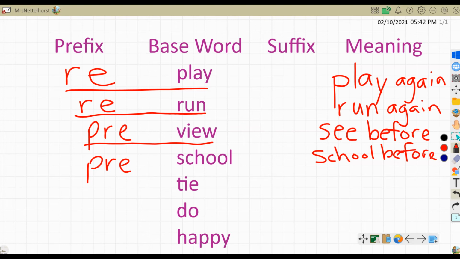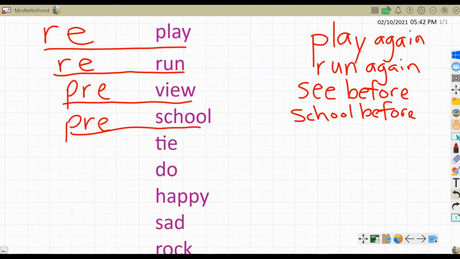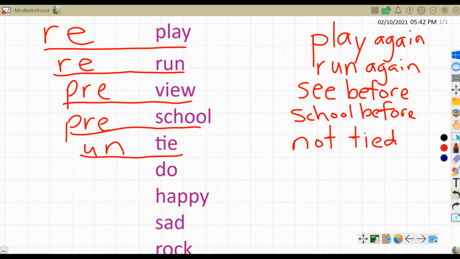Okay, now let's look at the un prefix. Okay, so if we untie, un means not, so you untie your shoe, it is not tied. Okay, or you make it so it's not tied. Undo, it's something that's not done. You undo it. Okay, so you undo some yarn, you take it apart.